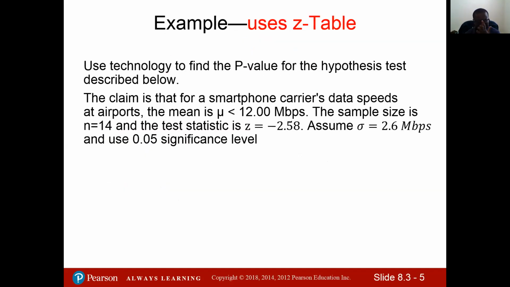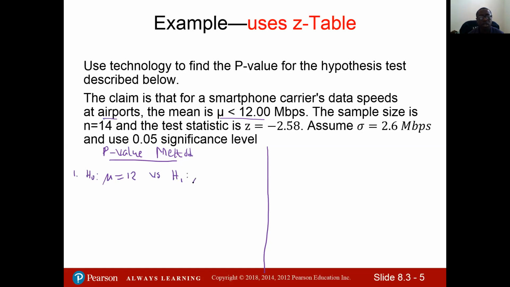Now, here's a claim about the smartphone carriers' data speeds at an airport, with a mean, and this is a left tail test. So for any test, we do the what? We write the steps down: your null and the alternative hypothesis. So let's do the p-value method, and then we do the critical value also. Step one, what is my H0? That is mu is equal to 12 versus the alternative, which is mu is less than 12. This is a left tail test.